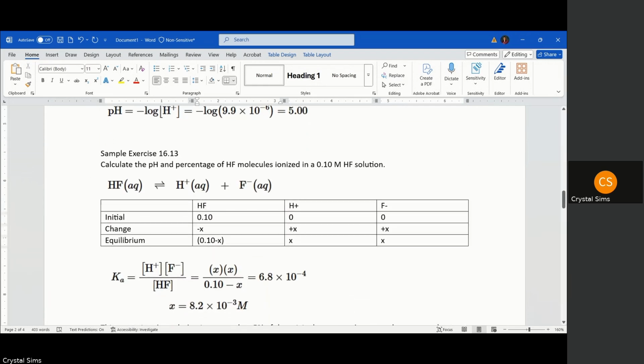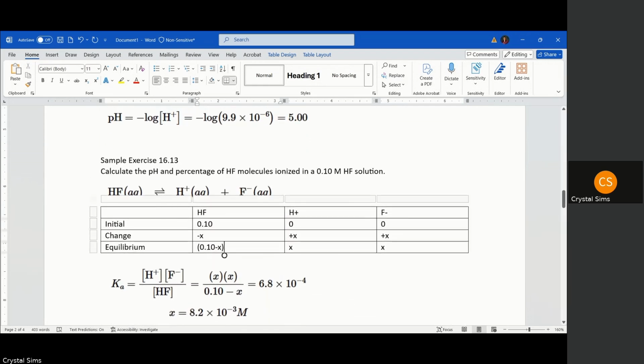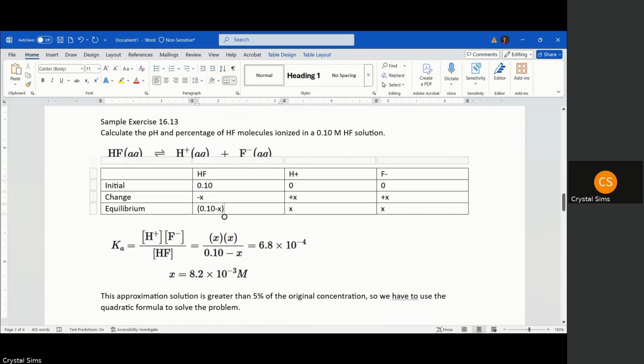Well, when we just solve it just as it is, we get 8.2 times 10 to the negative 3. If we just get rid of the x right here, like we've done before, and we solve it just straight up, we get 8.2 times 10 to the negative 3 molar. However, this approximation that we've got here is greater than 5% of our original concentration.